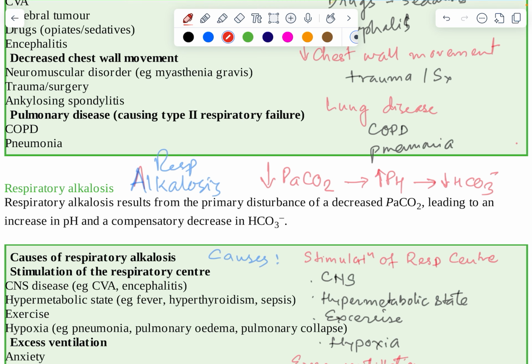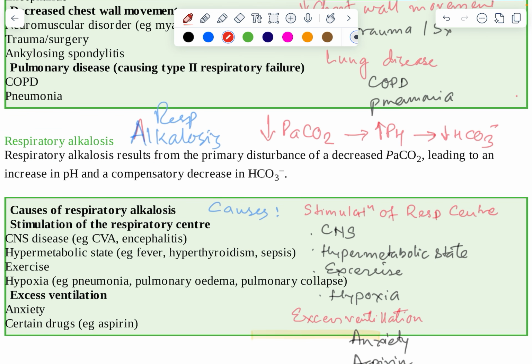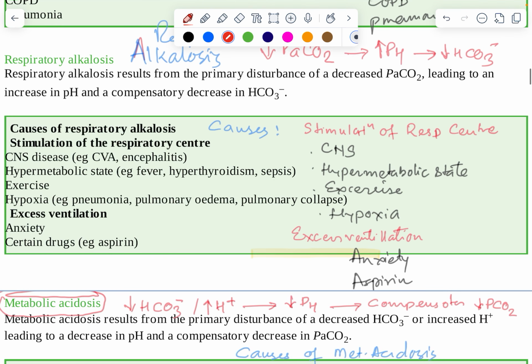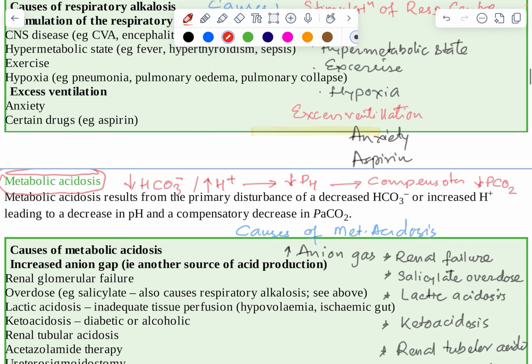Respiratory alkalosis results from a primary disturbance of decreased PCO2, leading to an increase in pH and compensatory decrease in bicarbonate. Causes of respiratory alkalosis: hyperstimulation of the respiratory center, CNS causes like encephalitis, hypermetabolic states like fever, sepsis, exercise, excess ventilation, and anxiety. Drugs like aspirin lead to washout of carbon dioxide, and that leads to a rise in pH and alkalosis. That is called respiratory alkalosis.